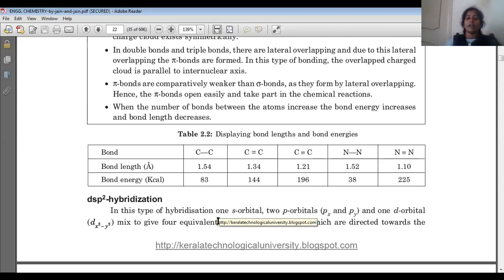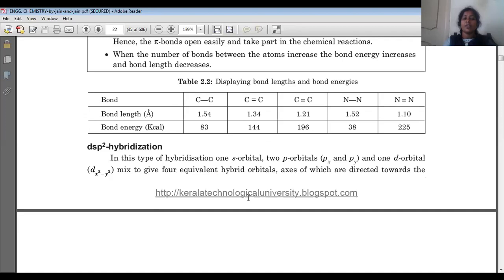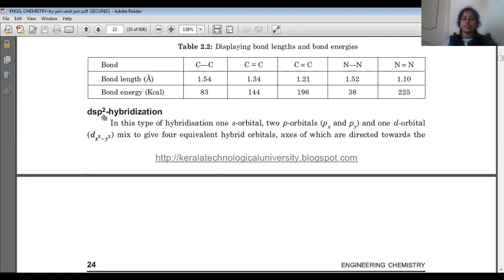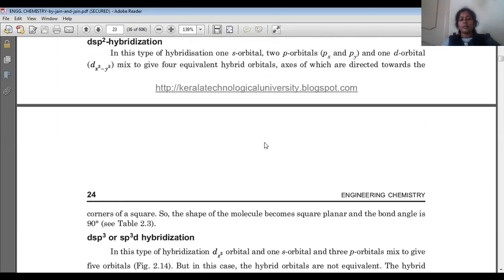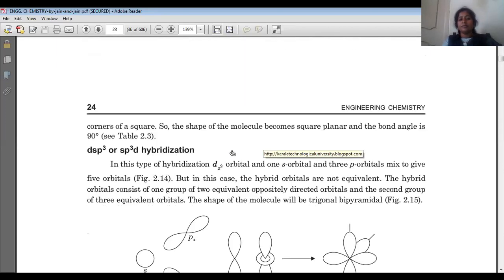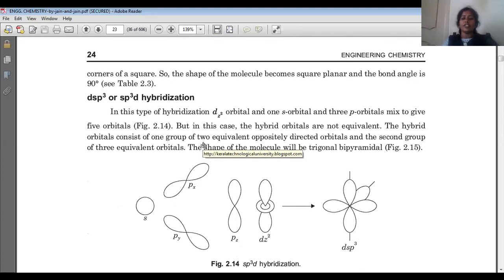All these are given by the property of hybridization. Now we are discussing dsp2 hybridization, where mixing of one d orbital, one s orbital and two p orbitals is possible. This type of hybridization is possible when the ligands are very strong. This dsp2 hybridization mainly leads to the formation of a square planar structure.